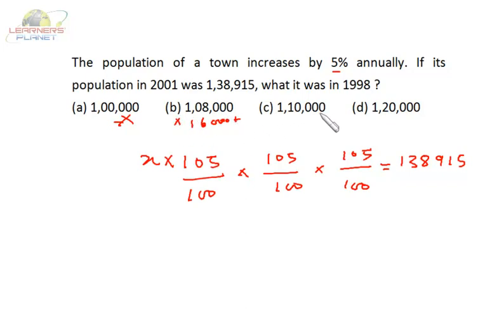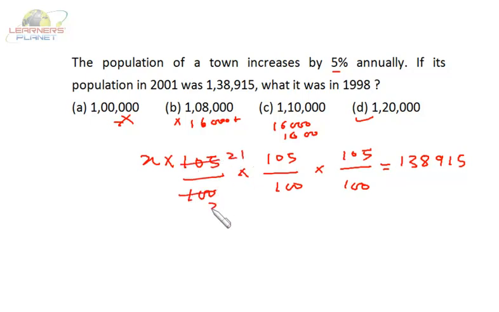Now let's take this case. For 1 lakh we are adding 16,000, and for 10,000 we are adding 1,600. So the final calculation, even it won't take you to 1,38,000. So the answer D is correct. Okay, I hope you are getting my point. Else you can calculate this.